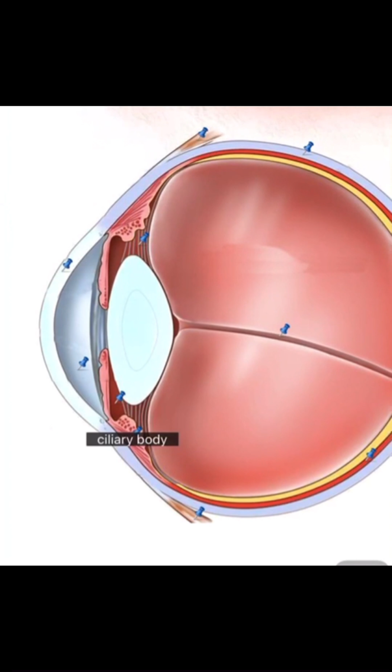I will repeat again. In the ciliary body we have secretory epithelial cells which secrete a fluid in the anterior segment, and the fluid is called aqueous fluid.